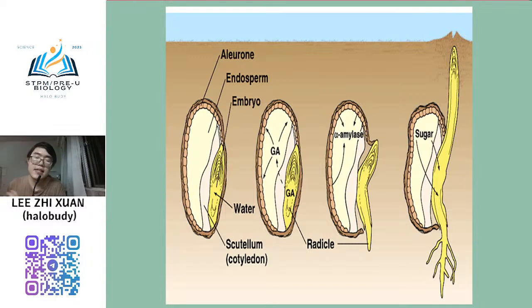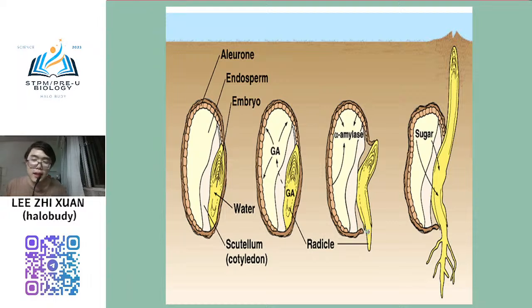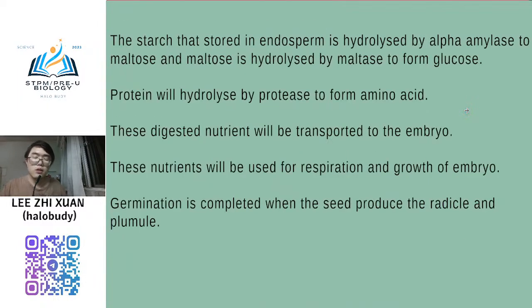Once seed germination starts to occur, the embryo starts to grow and to form the radicle structure. So these are the radicle. Once the seed produces the radicle, the seed germination is completed, and then it will further develop to form the plant. Okay, so this is the process of seed germination.